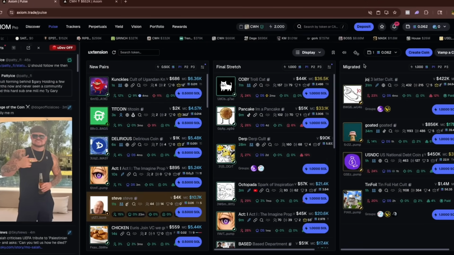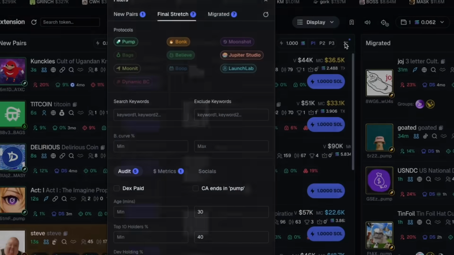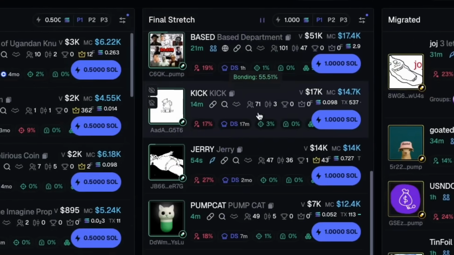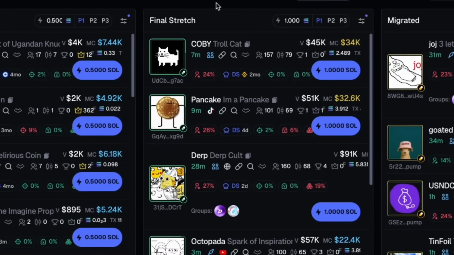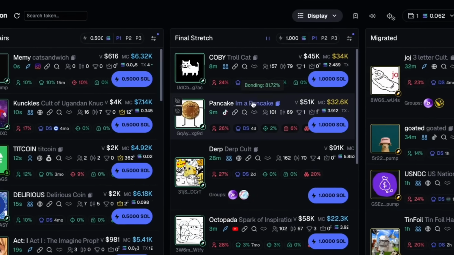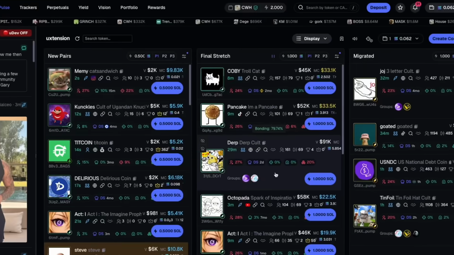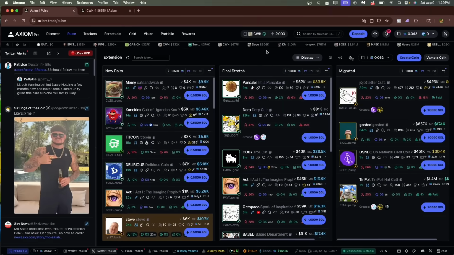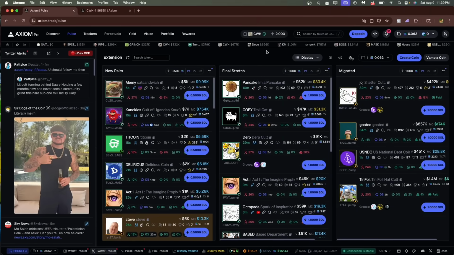Now, with Final Stretch and Migrated, it's a little bit different. What I'm looking for in Final Stretch and Migrated is coins that are not dead, basically, right? Because without filters, you're going to be seeing a lot of dead coins or just a lot of obvious rugs. And like I said before, I don't want to see obvious rugs, right? Like those one candle coins, staircase, staircase, staircase. We call them the staircase to heaven coins, and then boom, all the way down in one candle, right? So I don't want to be seeing those in my Final Stretch.